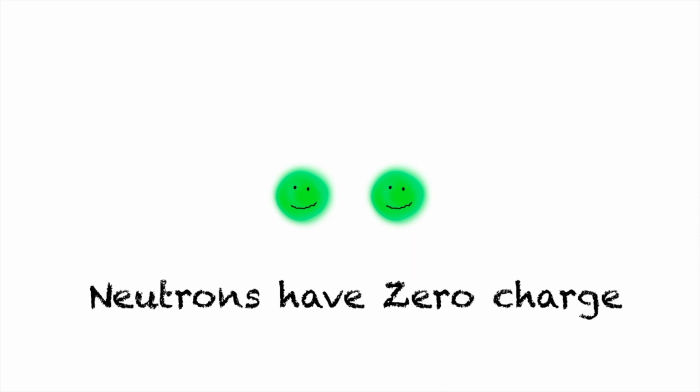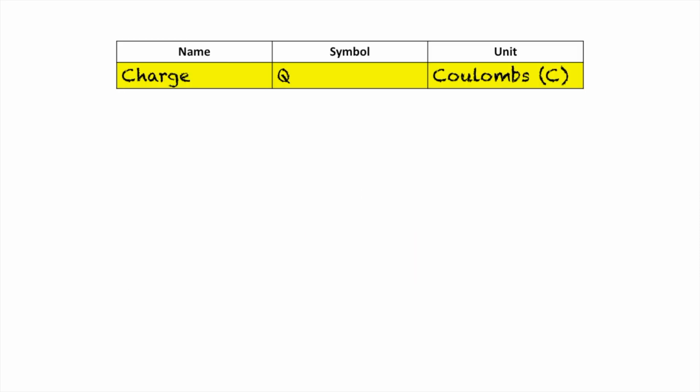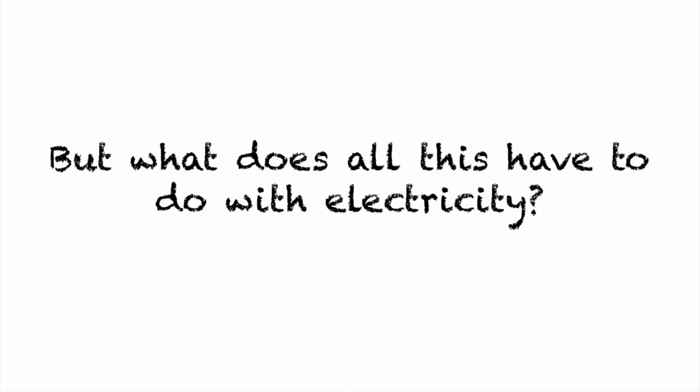And what about neutrons, you might ask? Well, they hold 0 charge. When we want to use charge in mathematical equations, we use the symbol Q. When we give a value for charge, we use the unit coulomb or the letter C. For example, we might say that Q equals 3C, meaning a charge is equal to 3 coulombs.